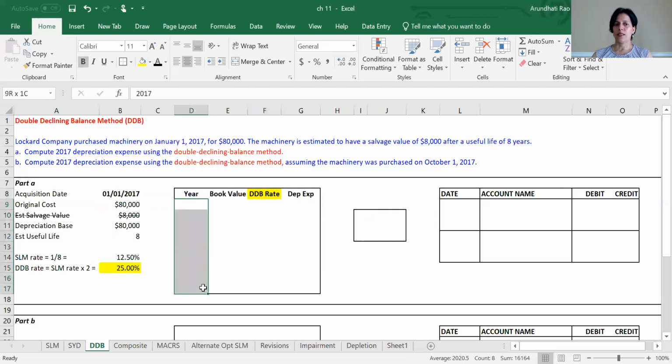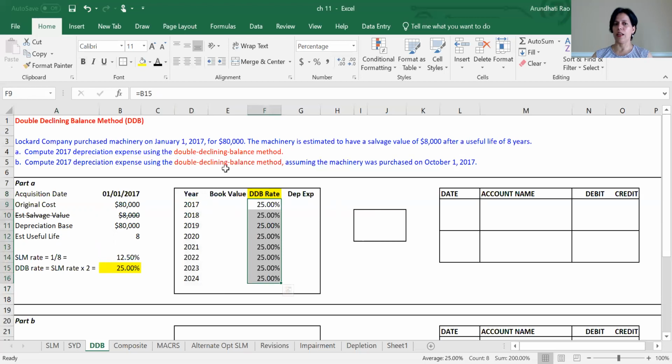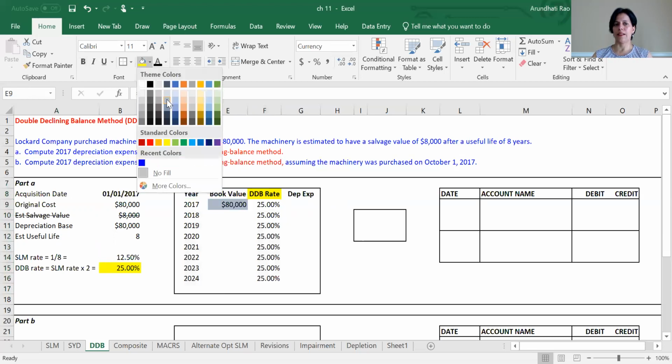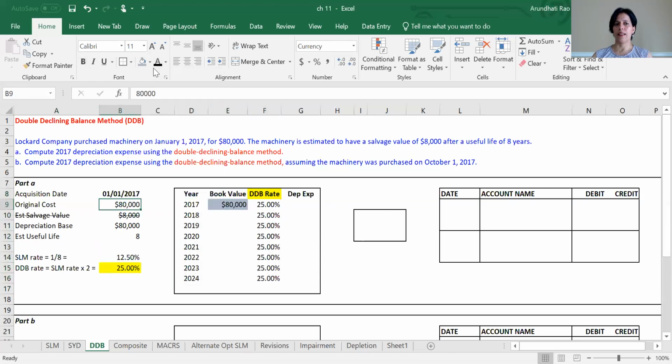So the ones that I can put all the way through is the years. I know what the life is. And the rate of depreciation, I already know that number. That's not going to change. Okay? So what's going to change is the book value, and then accordingly your depreciation expense will change. At the start of 2017, my book value is the original cost. So this number, I'm going to highlight it in a different color here. You can see this. It is the original cost. The book value when I start out is the original cost.